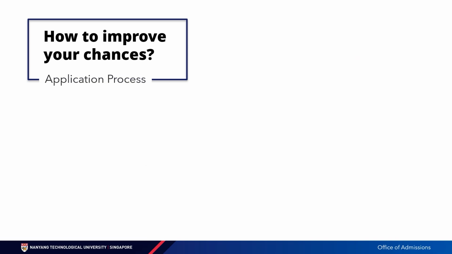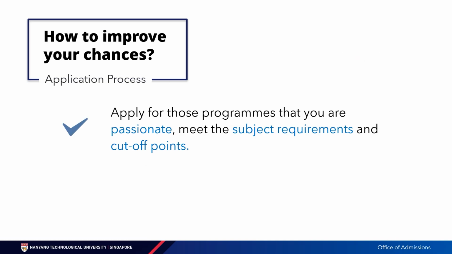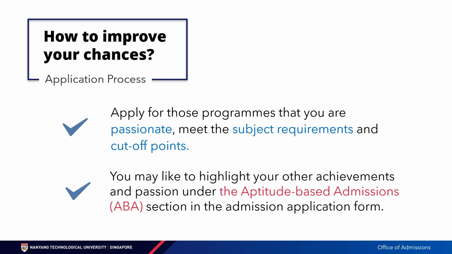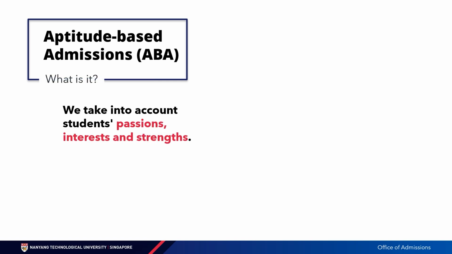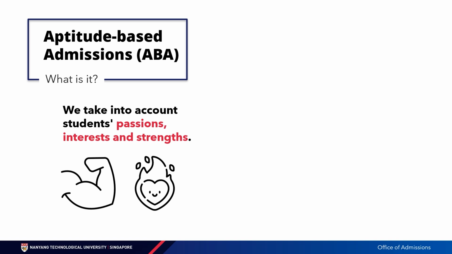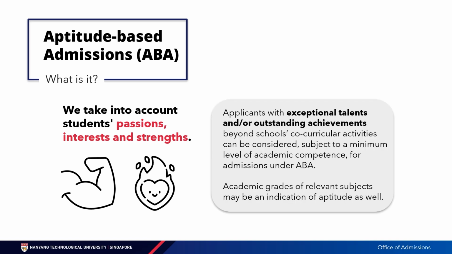Do apply for those programs that you meet the subject requirements and cutoff points. Programs that you have strong interests in should be placed as your top choices. You may like to highlight your other achievements and passion under the Aptitude-Based Admissions section in the admission application form. Aptitude-based admissions take into account students' passions, interests, and strengths.